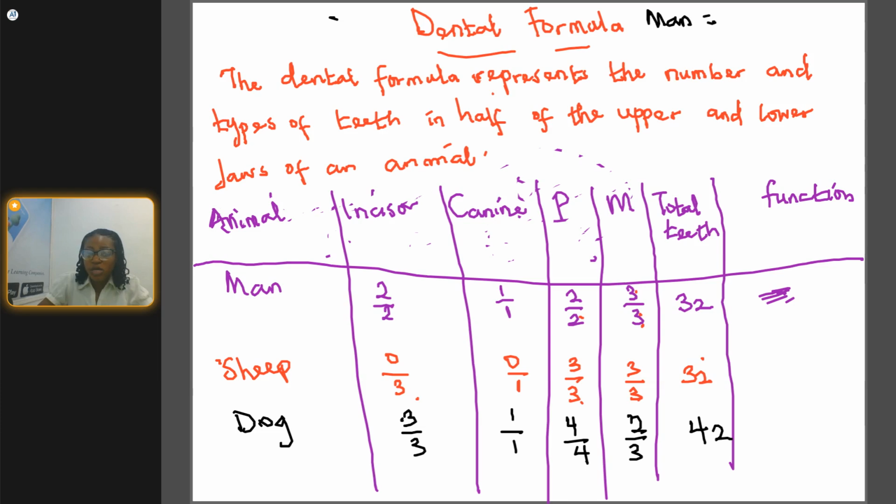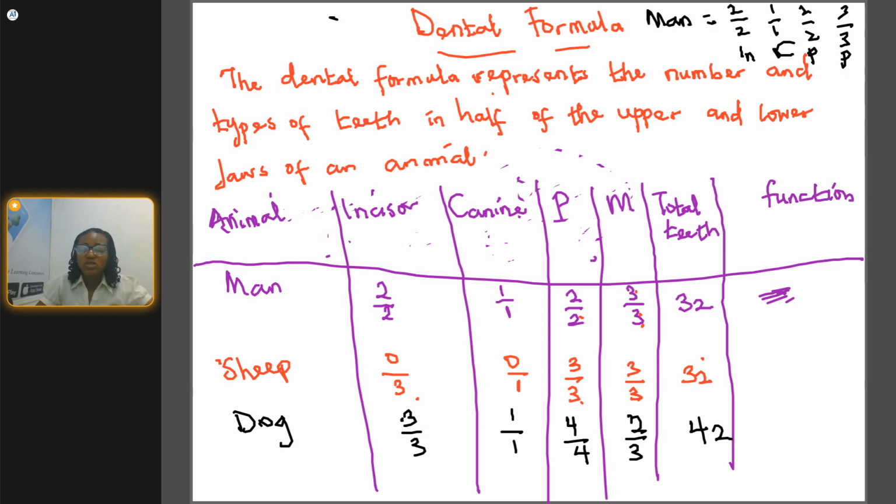So to write the formula for man, you just say 2/2, 1/1, 2/2, and 3/3. All right, so this is incisor, canine, premolar, and molar. So this is how they write the formula.